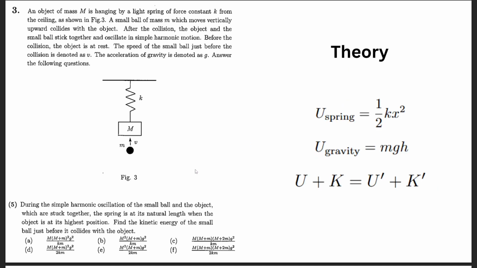So number 5. During the simple harmonic oscillation, a small ball and the object, which are stuck together, the spring is at its natural length when the object is at its highest position. Find the kinetic energy of the small ball just before it collides with the object. So the theory that you have to know is that the potential energy of a spring is a half times k times x squared, and the potential energy of gravity is mgh. And you should know that the mechanical energy, that is the potential energy plus the kinetic energy, is always conserved.